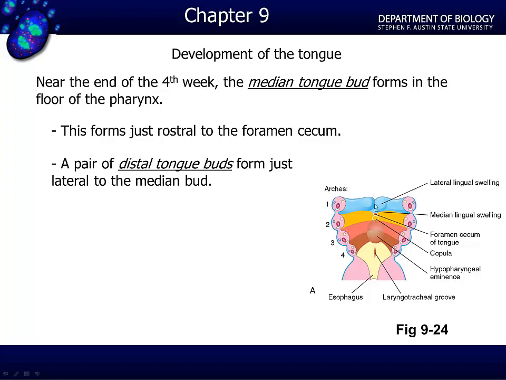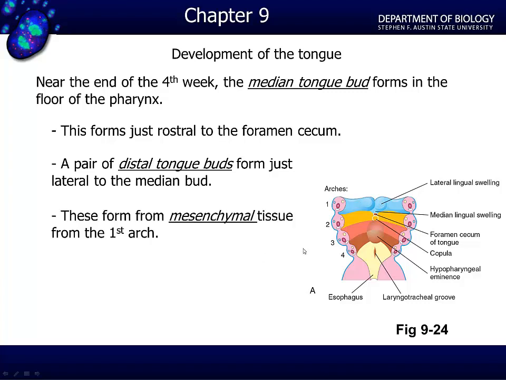Now, just in front of this median tongue bud, this is going to be an inducing center here. This is not really going to have a lot of structural significance. But this is going to induce the tissue in front and lateral to it to enlarge, undergo a lot of mitotic activity, and these are going to be the distal tongue buds, also known as the lateral lingual swellings, and these are paired structures. These are going to give rise to the bulk of the tongue. Once again, both the median and the distal, or in this case lateral, are going to be first arch derived tissues.